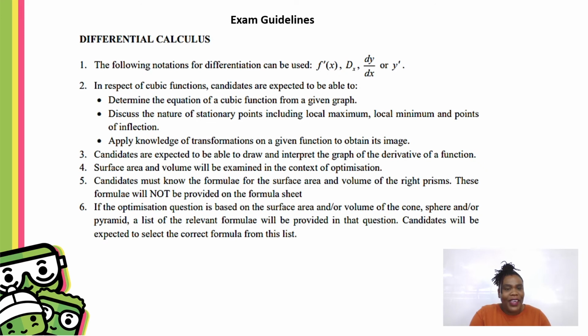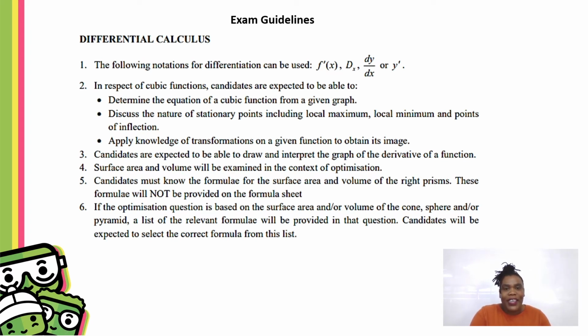Moving on from there, differential calculus. This is one of my favorite sections in math, but you need to know what is expected of you. Familiarize yourself with the notation that is being used. So if you see f prime of x or dy/dx or y prime, you need to know what the instruction is. Don't be shocked because it looks a bit different to what you're used to seeing in class. Be comfortable with your cubic functions.